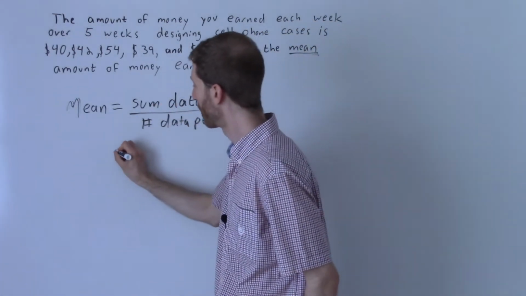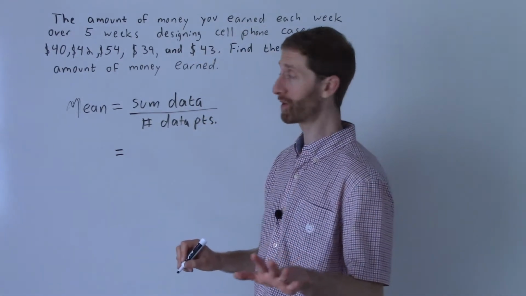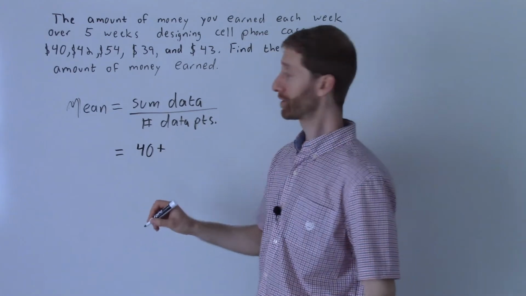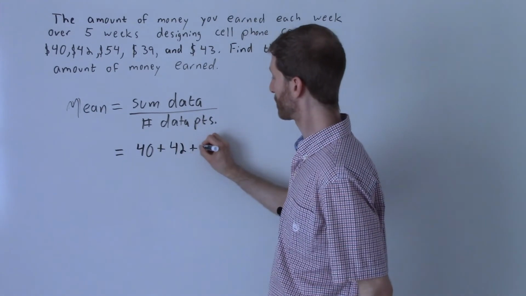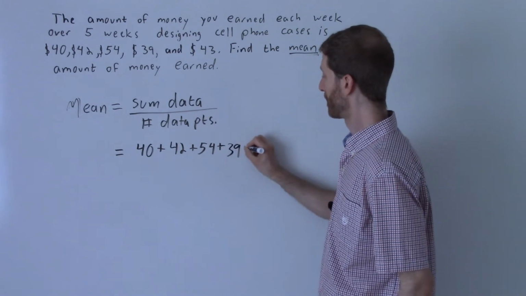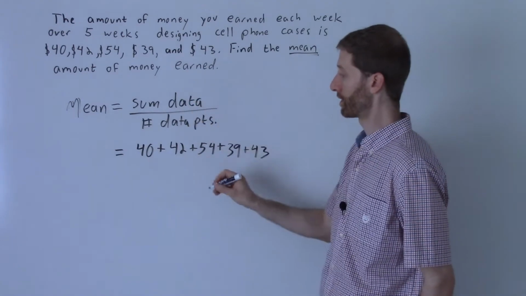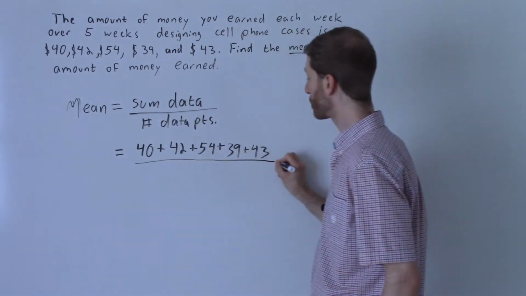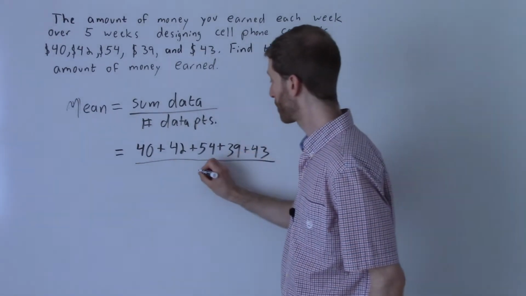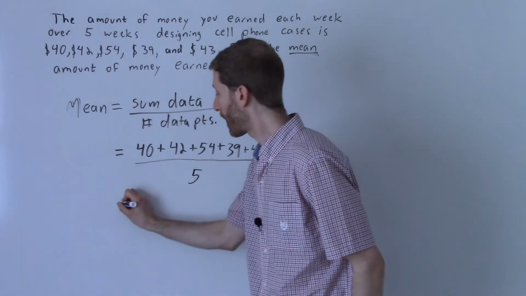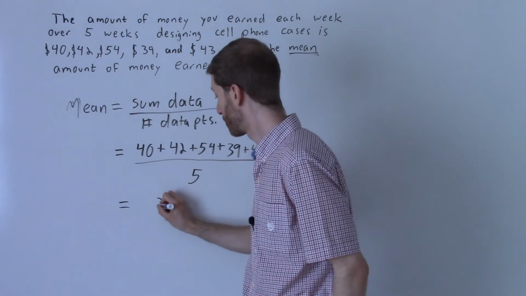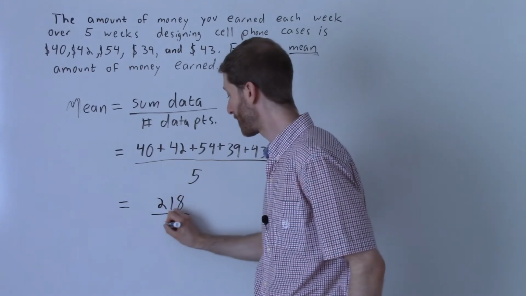Well, it's very simple. You might want a calculator for it, and that's okay to use. You'd add up all these numbers. We take 40 plus 42 plus 54 plus 39 plus 43. That's the sum of all the data. And we're going to take that number and divide it by the total number of data points that we have, or 5. When we add up all these numbers, we get 218. And we divide that by 5.